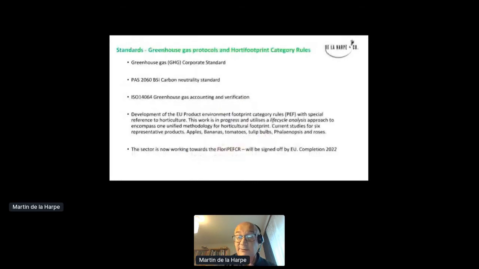Now, I just wanted to take a few minutes to look at some of the standards. It's quite a minefield, and I want to try and clarify some of the different standards out there. The top three standards are very commonly applied within the UN climate goals and the voluntary carbon markets. It's the greenhouse gas protocols, the PAS 2060 carbon neutrality standard, and the ISO 14064 greenhouse gas accounting and verification standards. They're all looking at the same things, but have slightly different slants on it.